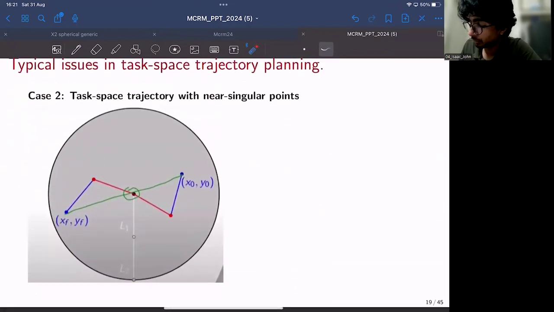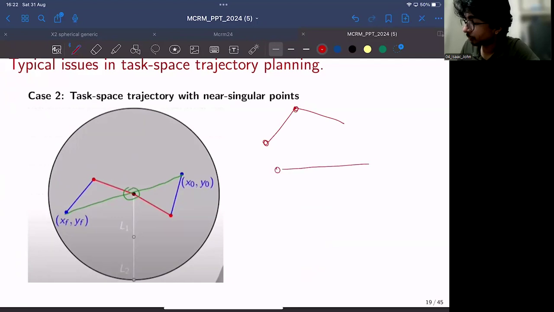Another issue is that if you try to plan in task space, it may go near a singular point. In case of a 2R robot, this is a generic 2R robot. Singular points are when the arm is fully stretched like this. This is the first link and this is the second link. So this is one singular configuration. Another singular configuration is when it is fully folded. This is the first link and the second link is something like this, fully folded. So these two are singular positions.